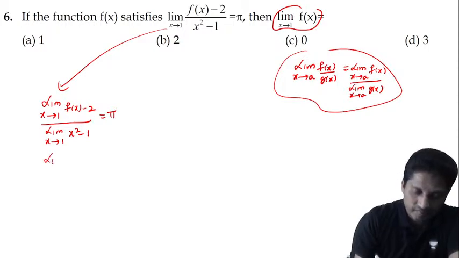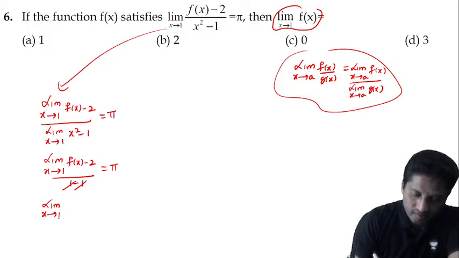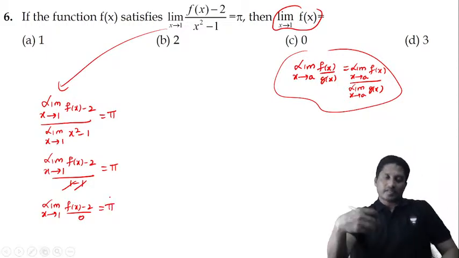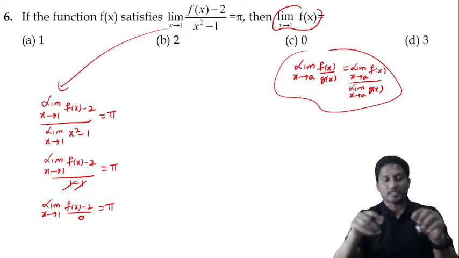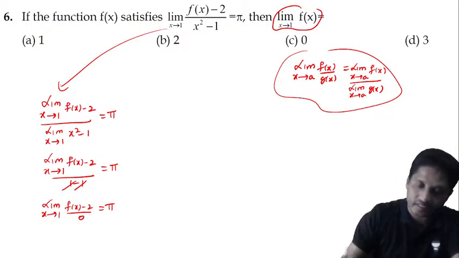Right, now limit x tending to 1, f(x) minus 2 divided by x minus 1 equals pi. I'm writing all the steps, guys. You can skip the steps, since I'm explaining. You have to do this in less than a minute.